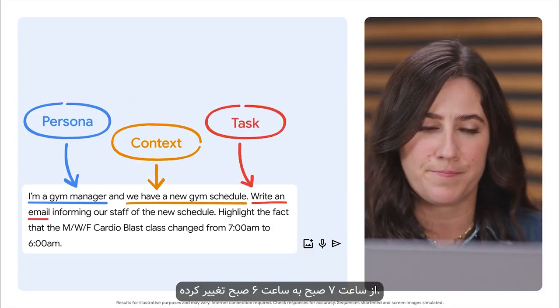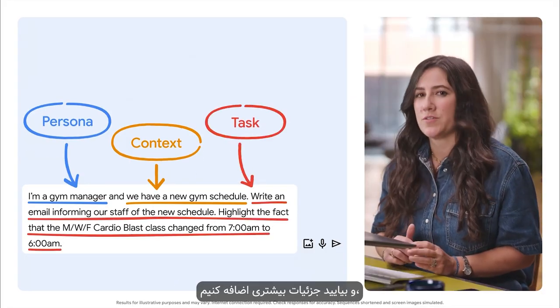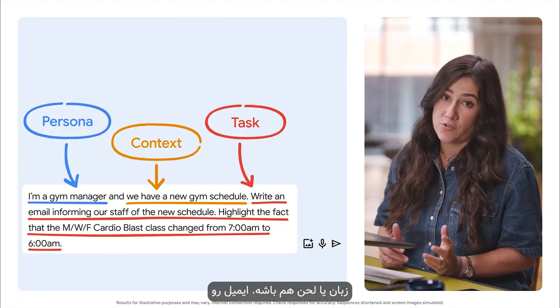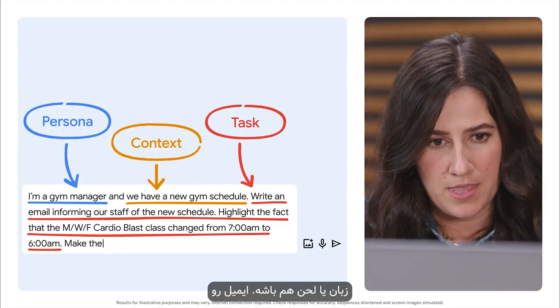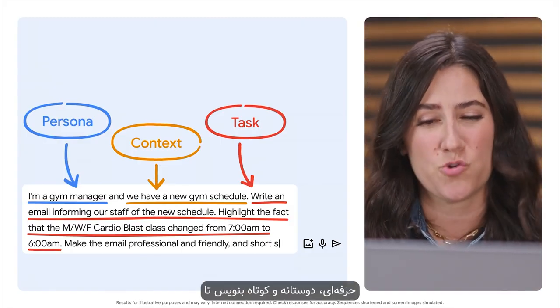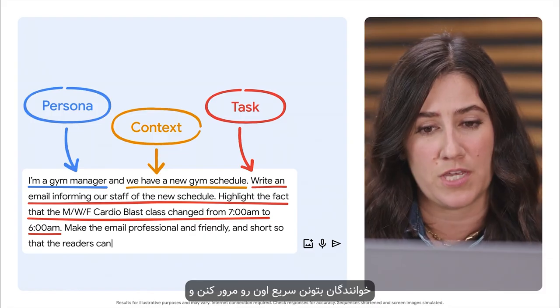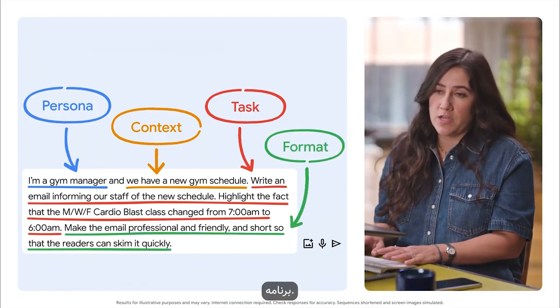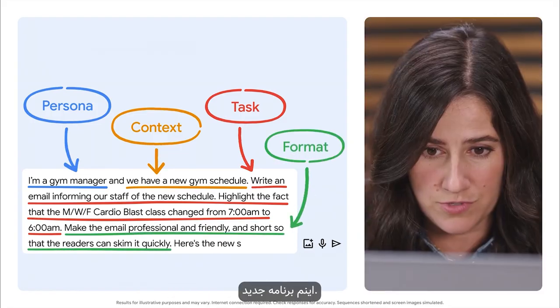to 6 a.m. And let's add even more specificity, especially about the content and format of the email, which could include language or tone. Make the email professional and friendly and short, so that the readers can skim it quickly. And now let's just paste in the new gym schedule. Here's the new schedule.